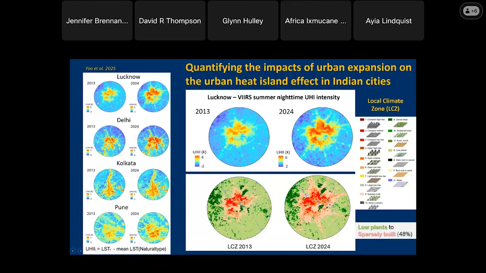And in fact, we see this nighttime warming increasing over a lot of different cities in India, and we'll likely be expanding this type of analysis to other cities of the world pretty soon.